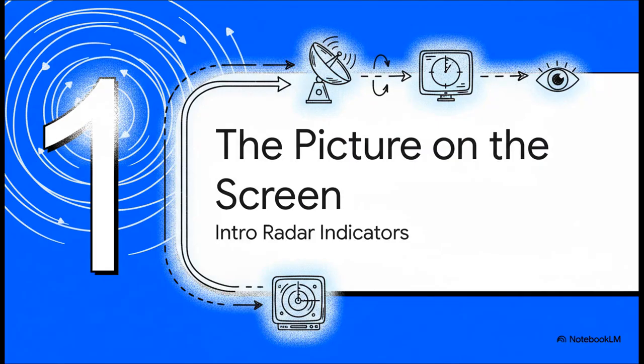All right, part one. We are starting our journey right where the operator would, staring at the screen. We're going to look at the device that makes it all visible, the radar indicator. This is the crucial link between all that raw data coming in from the sky and the human who has to make sense of it all.